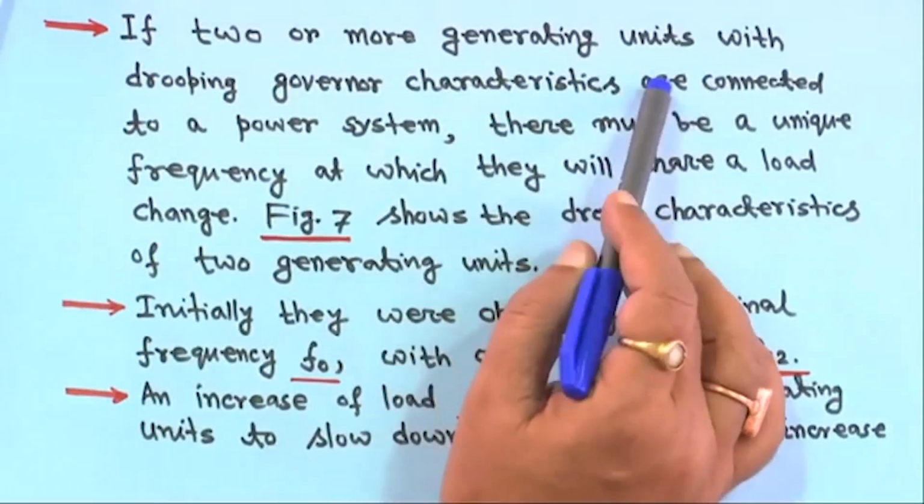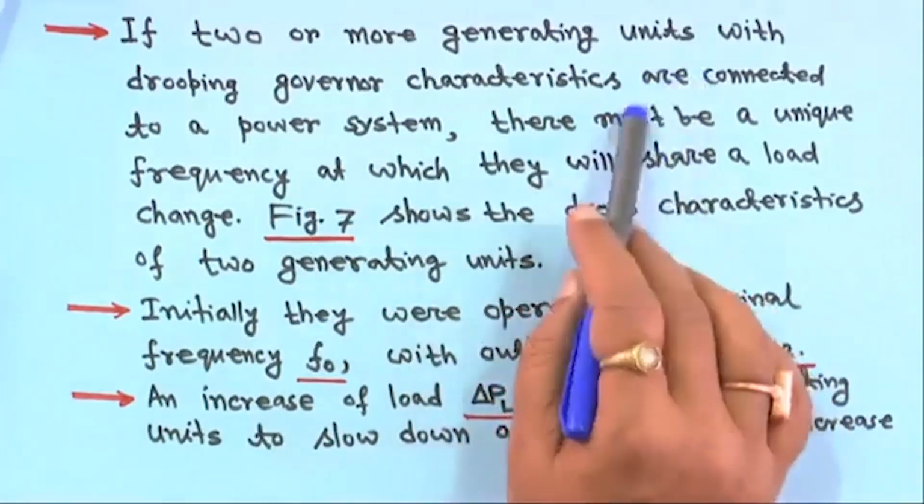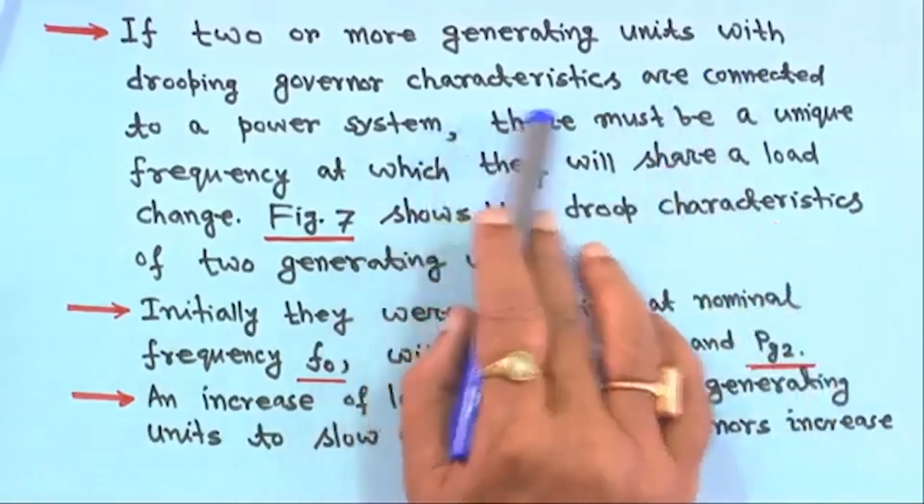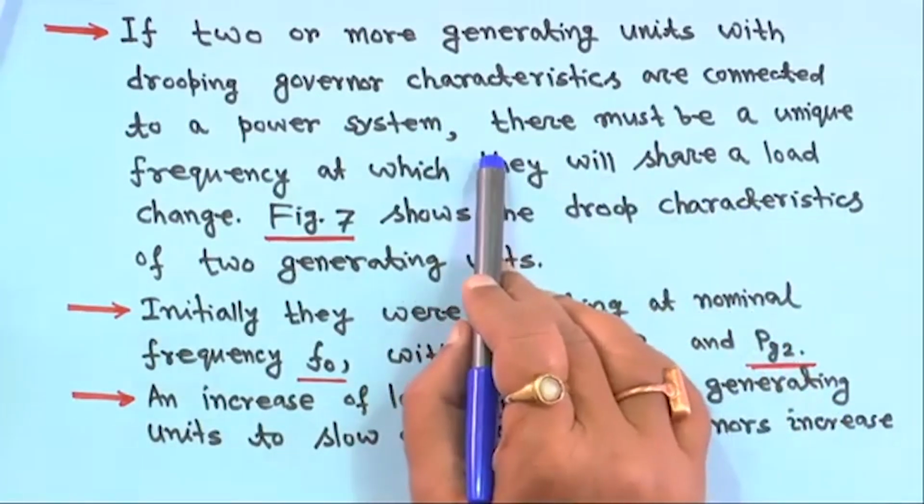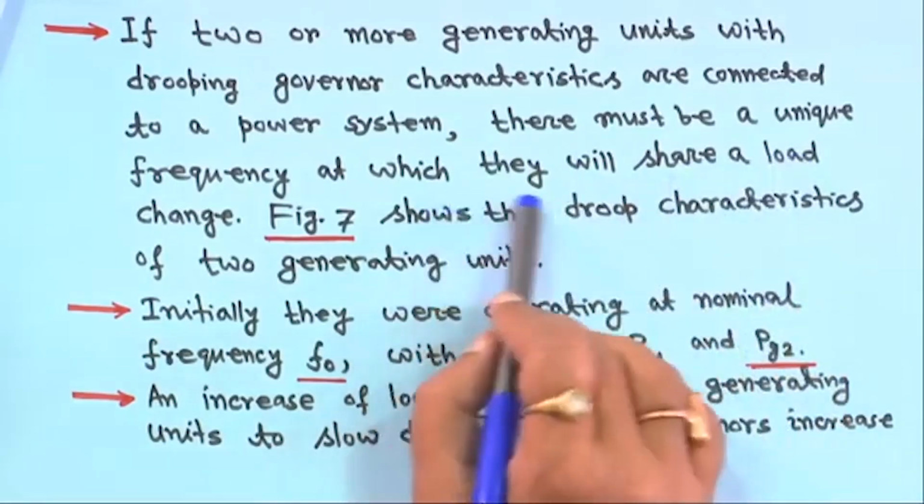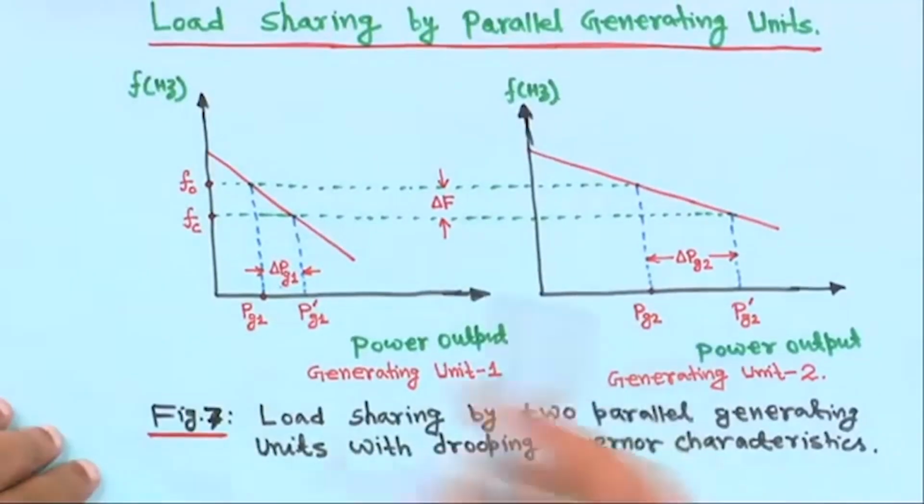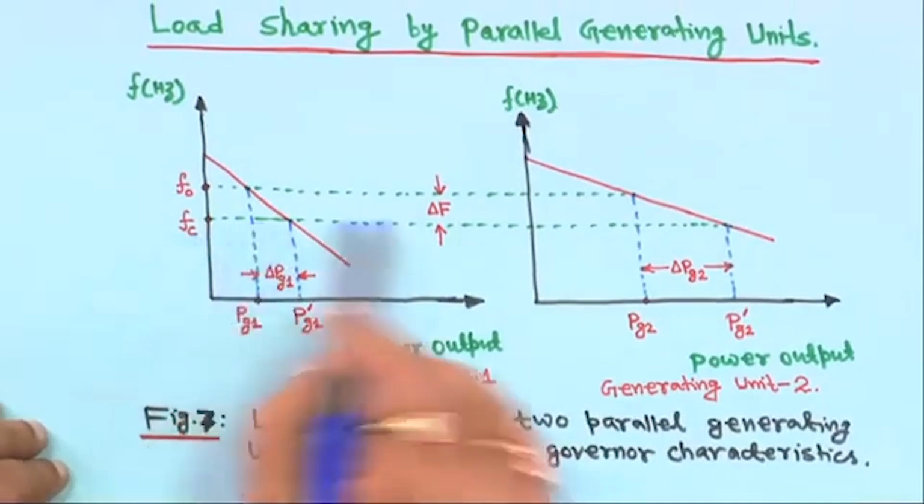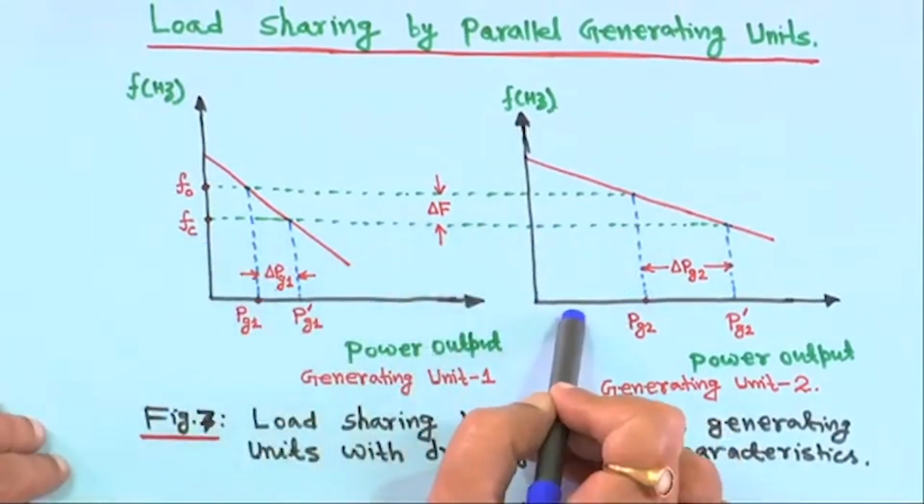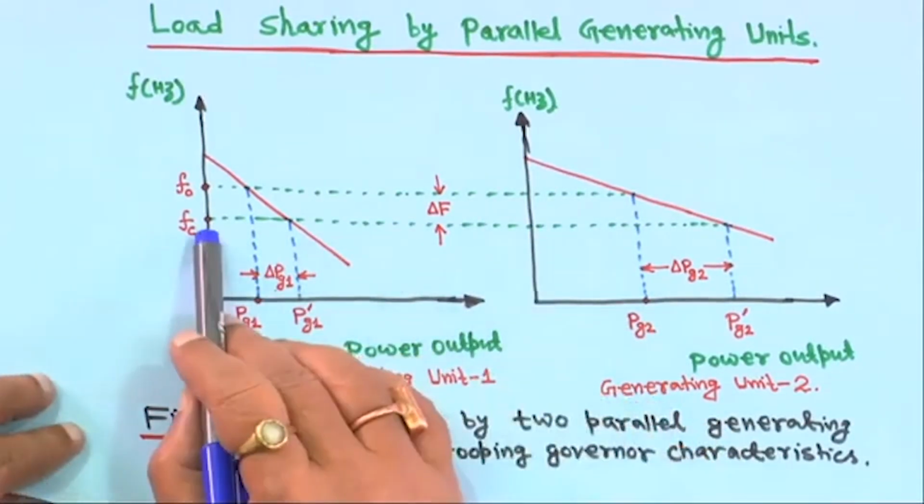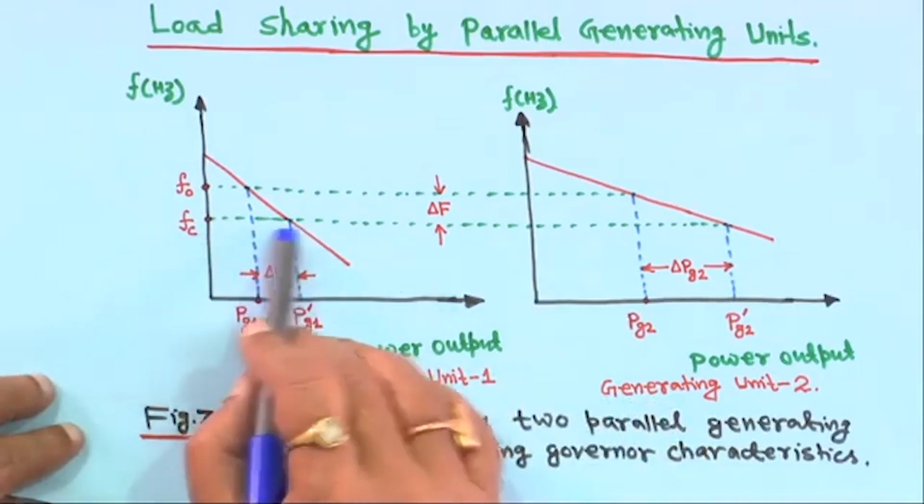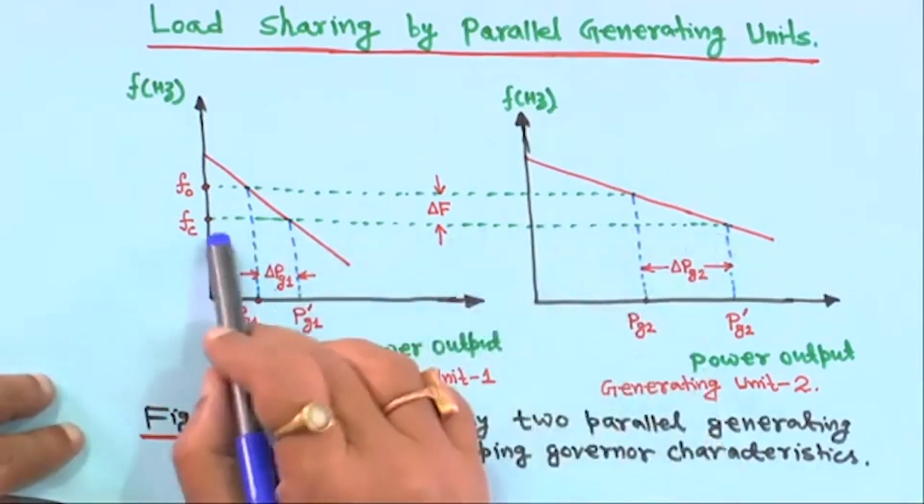If 2 or more generating units with drooping governor characteristics are connected to a power system, there must be a unique frequency at which they will share a load change. So this is the unique frequency with the 2 droop characteristics. Although they are operating in parallel, their frequency is common, that is Fc. They operate at a common frequency.